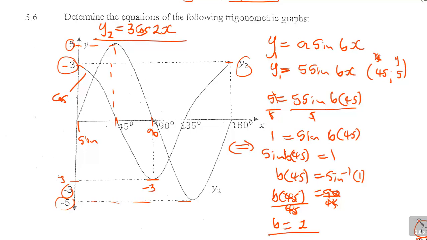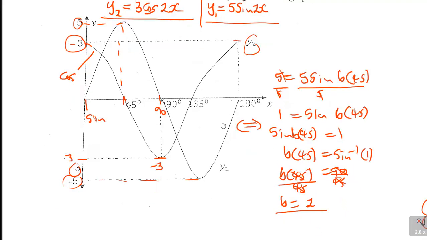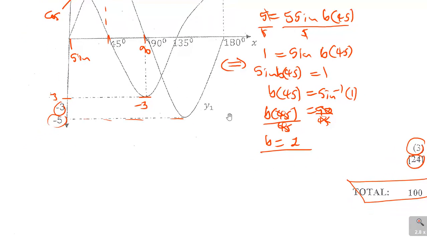So when I write now, my y1 is equal to a, which is 5, sine 2x. So this is therefore my answer. They said determine the trig equations. So these are the trig equations for question 5.6. So this was the end of this paper.